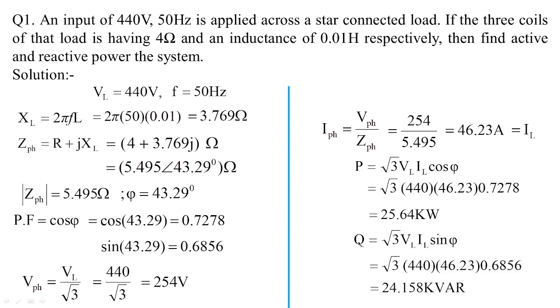Similarly, we can get the value of reactive power, which is given by root 3 VL IL sin phi. Substituting the values of VL, IL and sin phi, we are going to get the value of reactive power as 24.158 kilovolt ampere reactive. The reactive power units are in volt ampere reactive. So this is how we can easily solve the three-phase system problems.